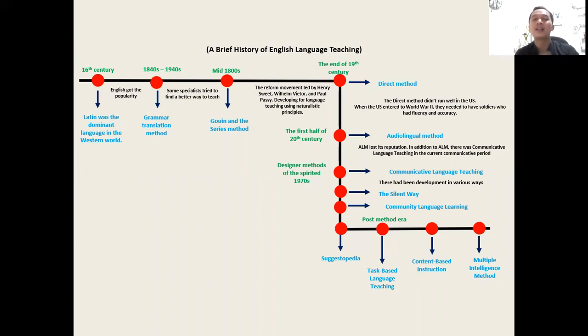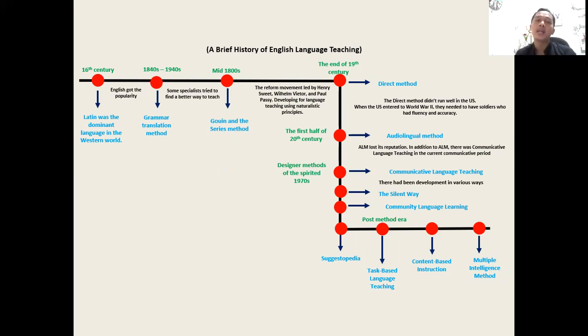From 1840 to 1940, the grammar translation method became dominant in English language teaching, because it still followed the Latin language teaching. But then the teaching methods developed from time to time.